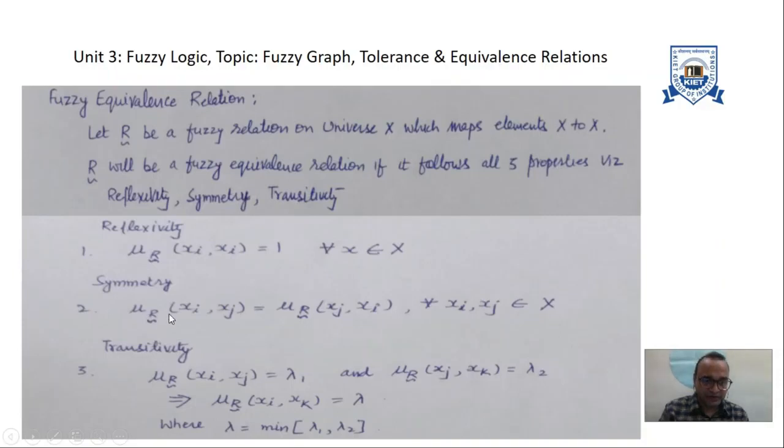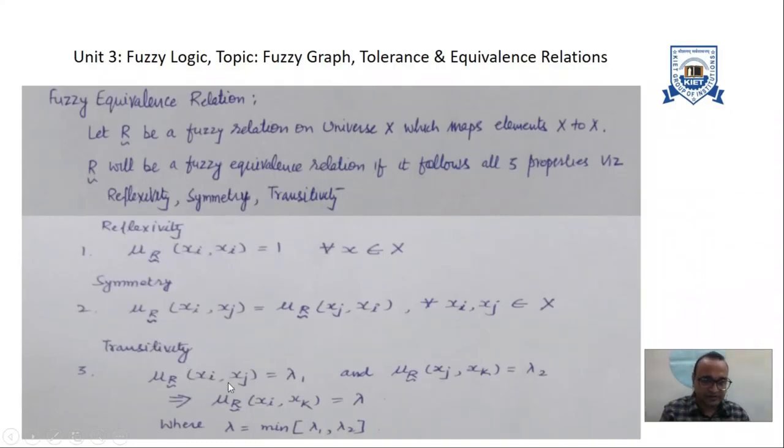As far as symmetry is concerned, in the fuzzy relation R, the membership value of xi to xj must be the same as in the reverse ordered pair. That is, the membership value of the connection from xj to xi must be the same as the membership value of xi to xj, for all xi, xj belonging to the universal set X.